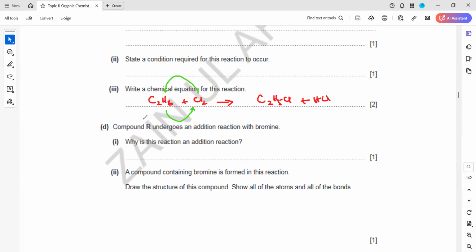The compound R undergoes an addition reaction with bromine. When we say it's an addition reaction, what does it mean? It means only one product is formed. So why do we call it an addition reaction? Because it will form only one product.